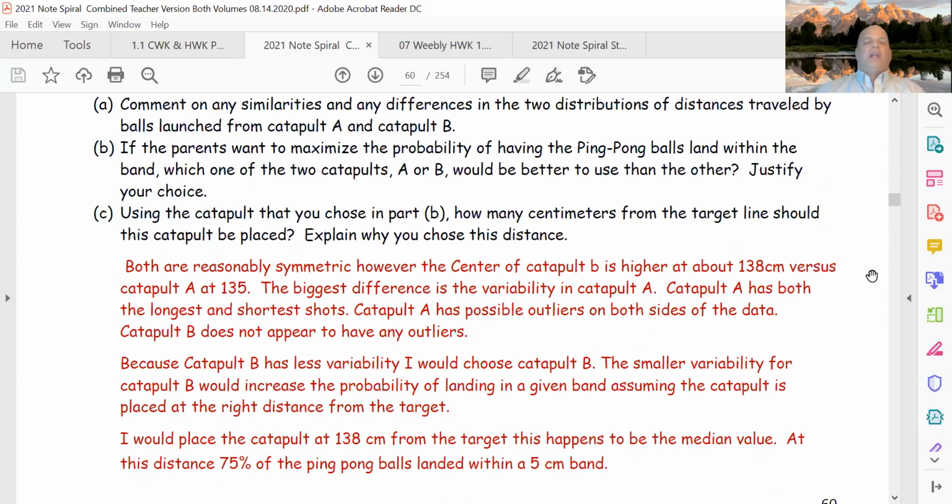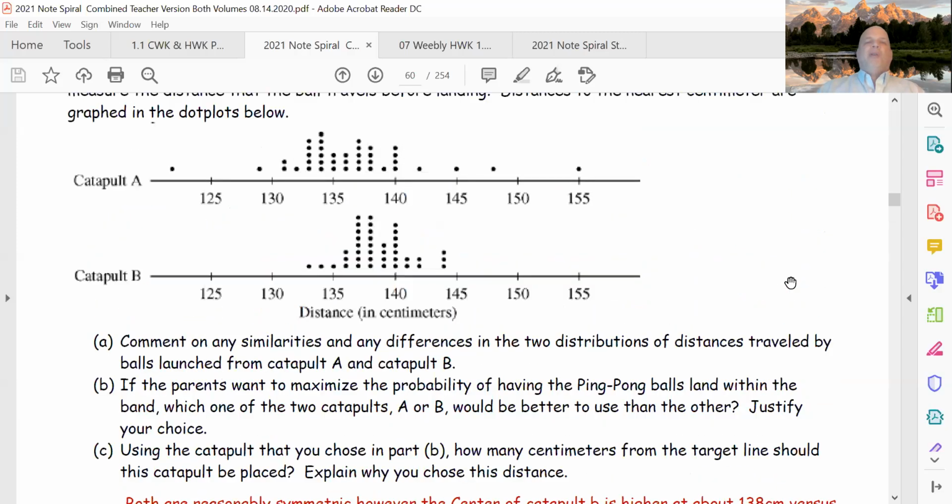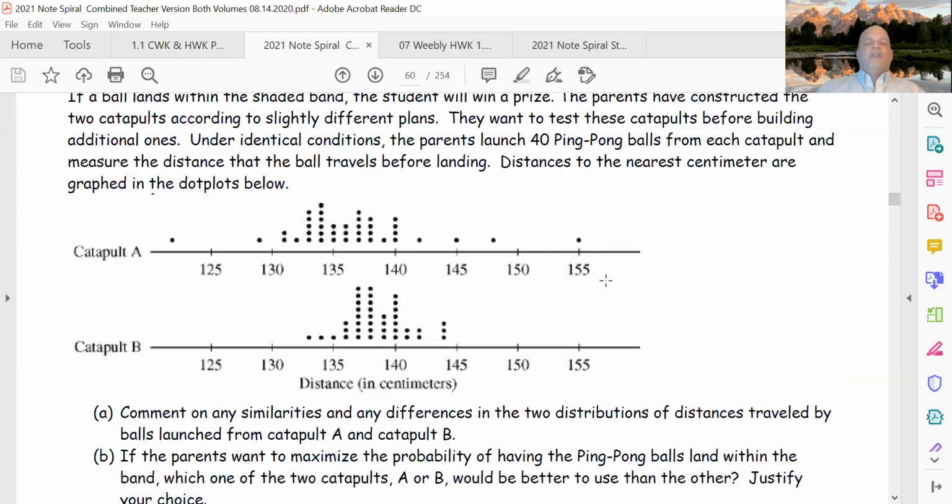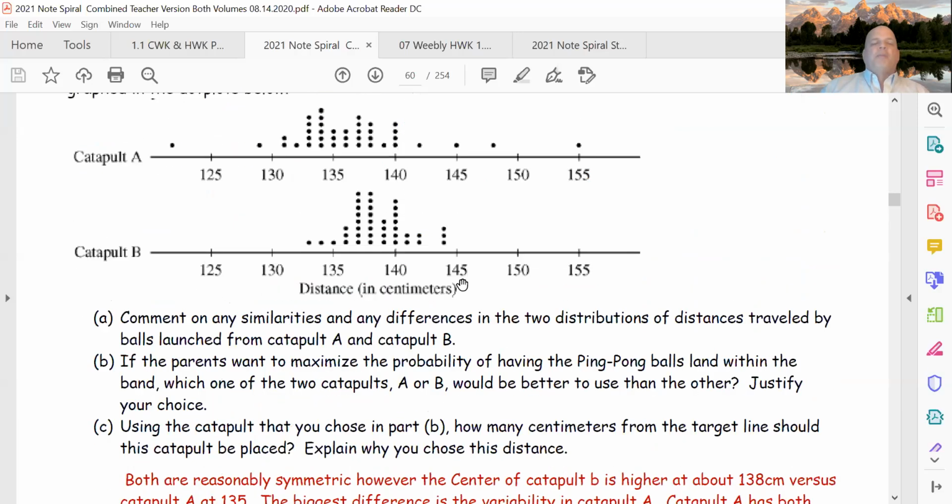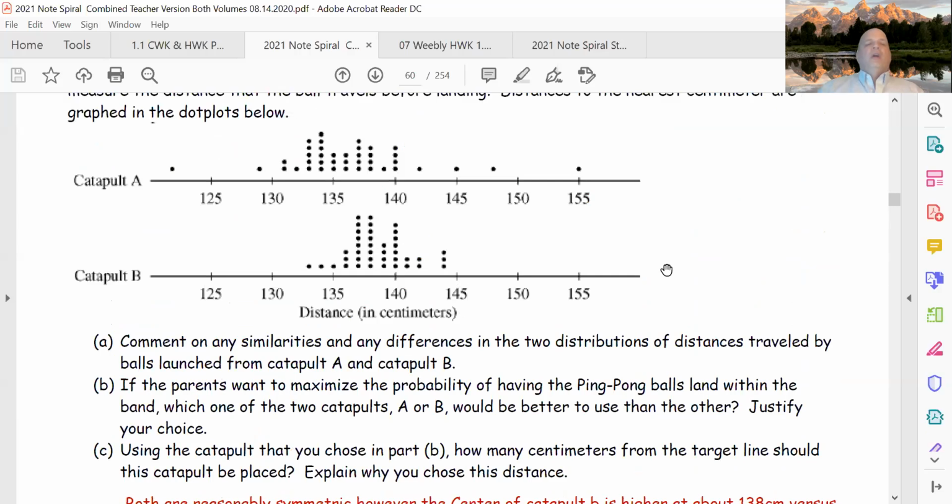So assuming we place it at the right distance, we know better where catapult B is, whereas catapult A, we don't know where it's going to be. However, if you said which one's going to give me the best chance for the longest shot, I might choose catapult A. But catapult A definitely has more variability. So for part B, I would choose catapult B.